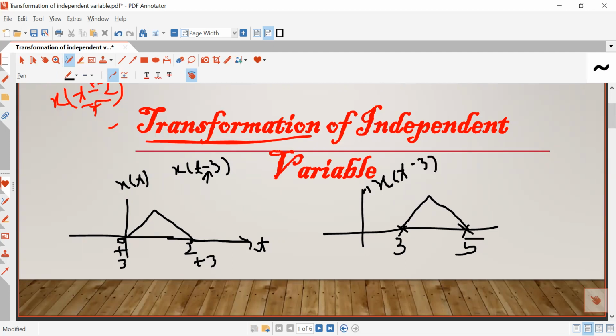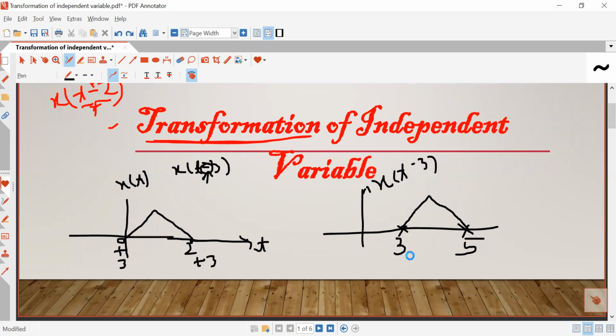So if this sign is minus, it means the signal will be shifted in right direction. And how will you get the coordinate on the time axis? If this sign is minus, then you have to add that amount to the coordinate which exists on the time axis. If this is 2, then 2 plus 3 will be 5. If this is 0, 0 plus 3 will be 3.